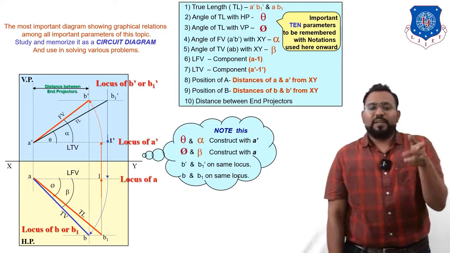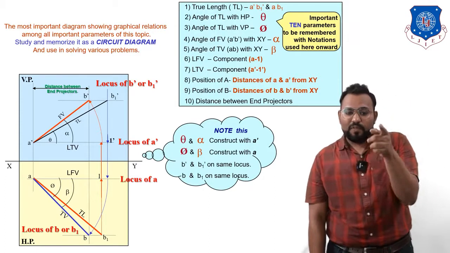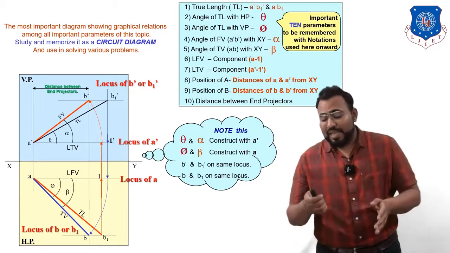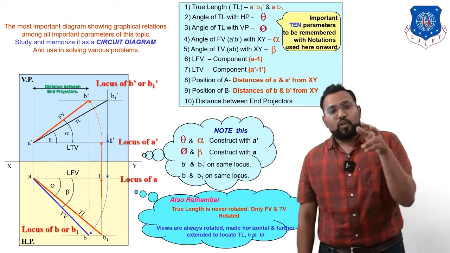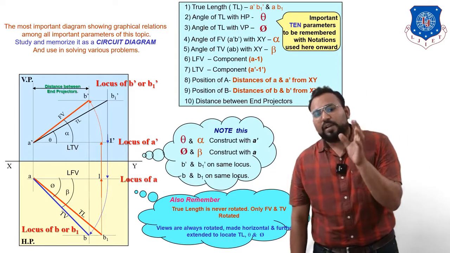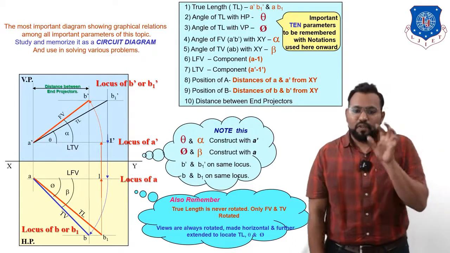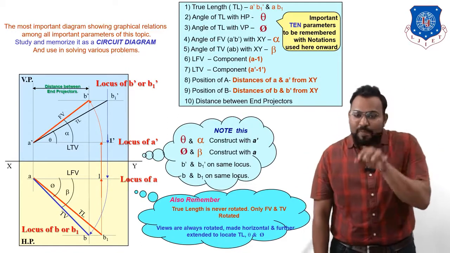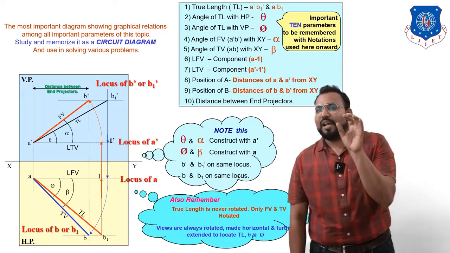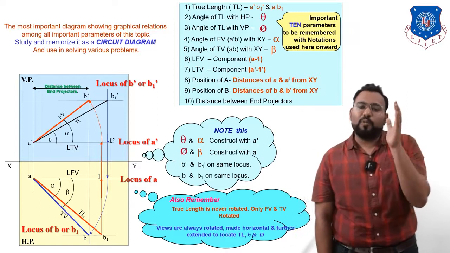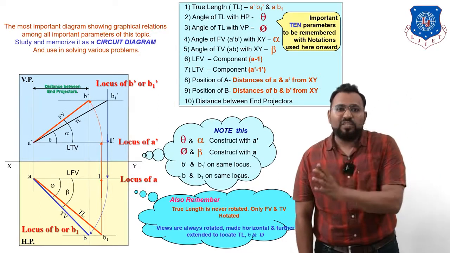Also remember that B dash and B1 dash are both on the same locus, and you can see from the figure that B and B1 are also on the same locus. Also remember that the true length is never rotated; we only rotate the front view and top view. You have to remember just this over here. Take a screenshot of this master slide, and whenever you are going to solve a problem, keep this figure in front of your eyes so you can easily solve any example.